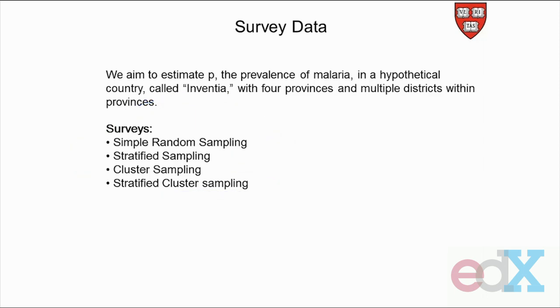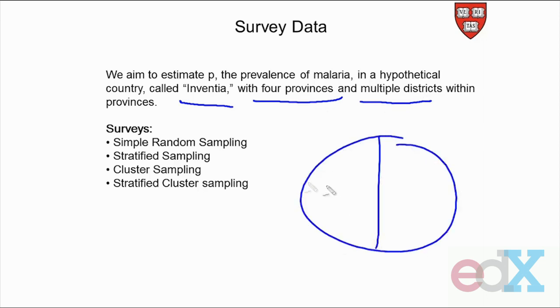So what we did here is came up with our own data set for a country called Inventia. So I made this up. Essentially, we came up with a country with 4 different provinces, and within provinces you've got multiple different districts. So you've got the country divided into 4, and then within each province you've got a bunch of different districts.